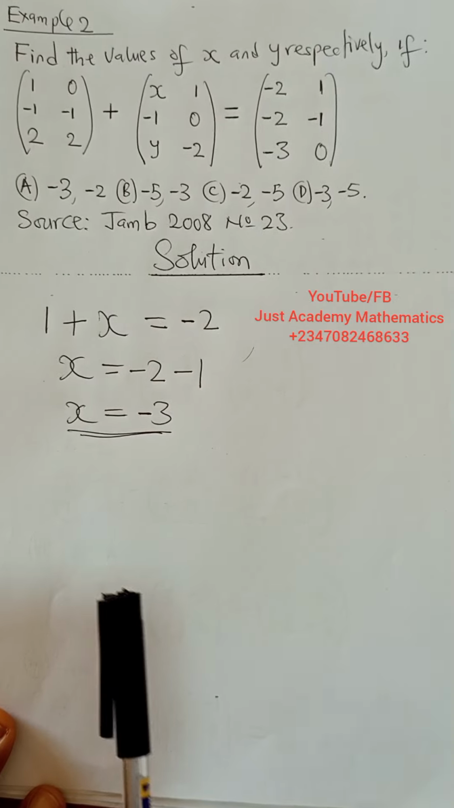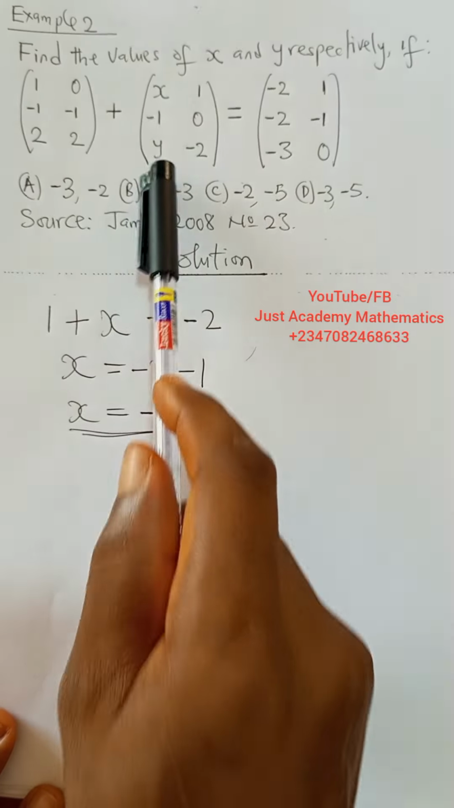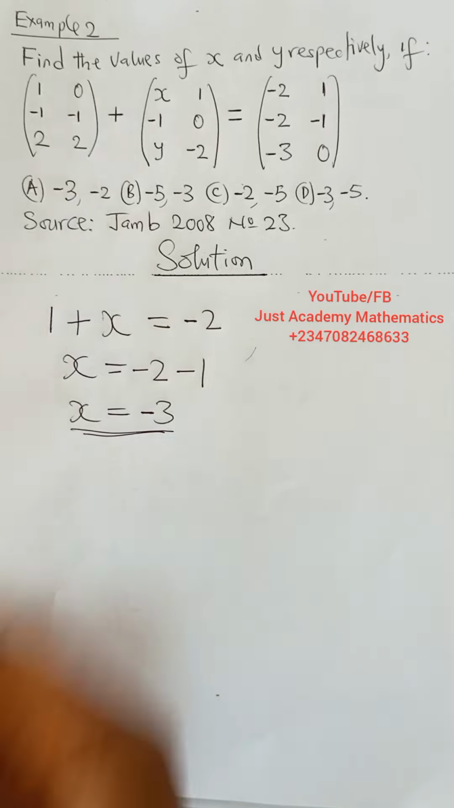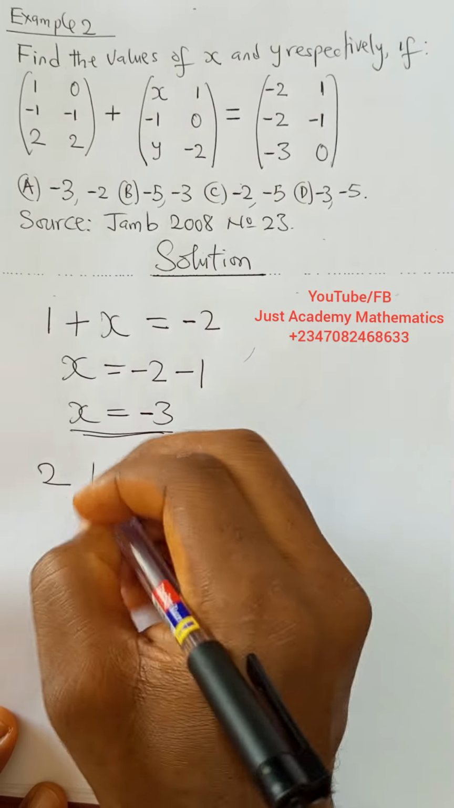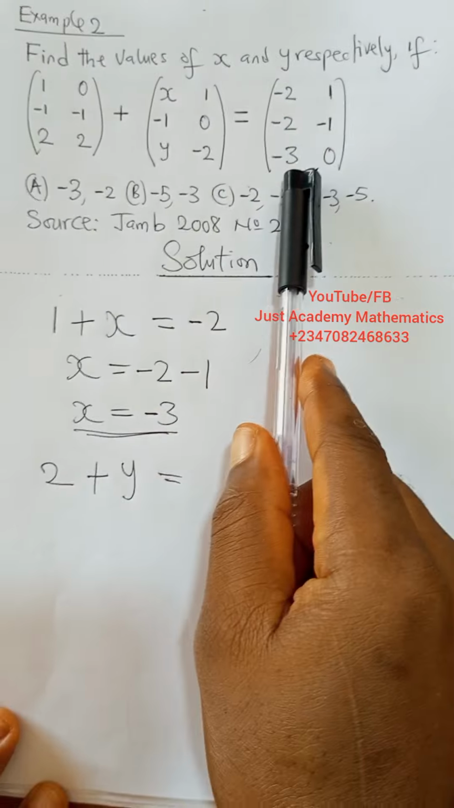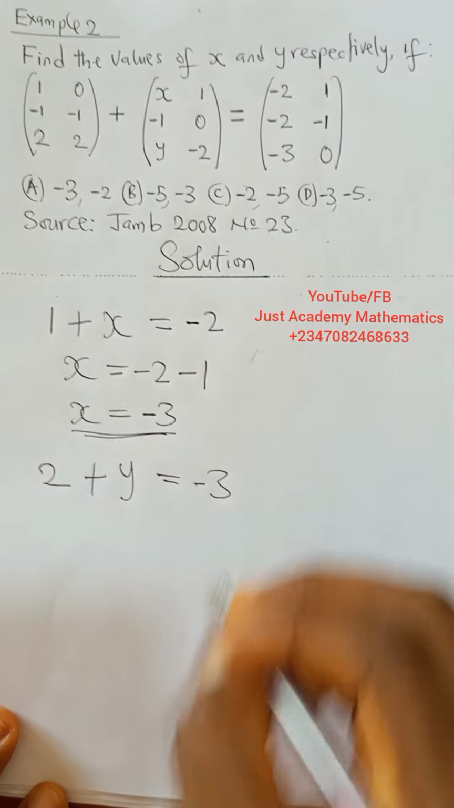Now that we know x, let's find y. Locate y. Y is here, first on the third row. That is what? 2 plus y must be equal to what? The first here, minus 3.